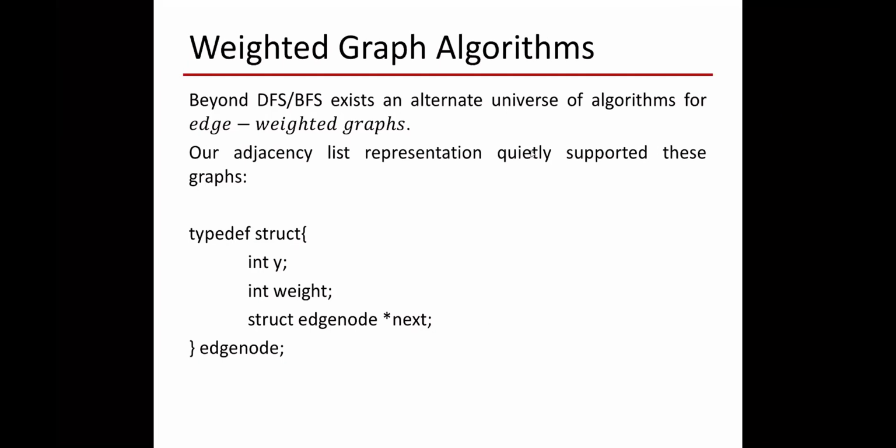So beyond DFS or BFS, there exists an alternate universe of algorithms for edge-weighted graphs. And our adjacency list, we understand what an adjacency list is, right? Who's one neighbor, who has a link. So our adjacency list represents this graph. So from me, who's my next? And what about weight? Then I can make an edge node.